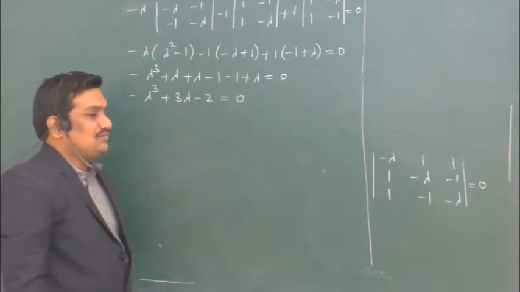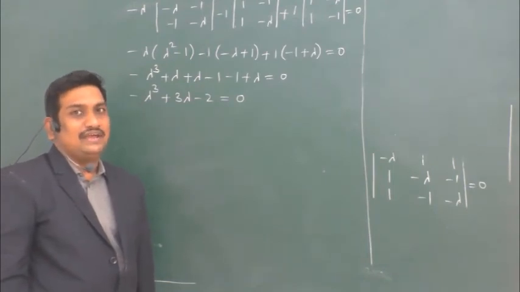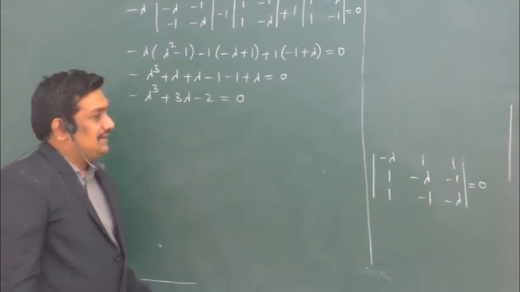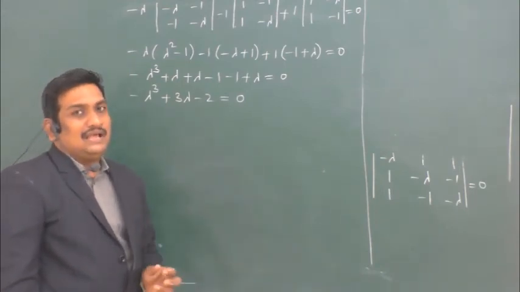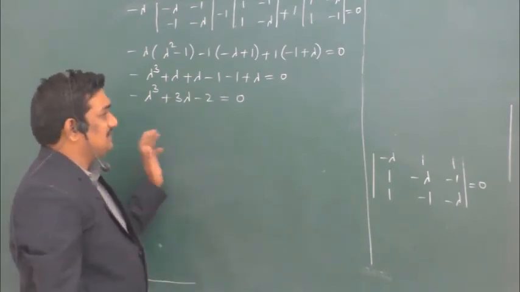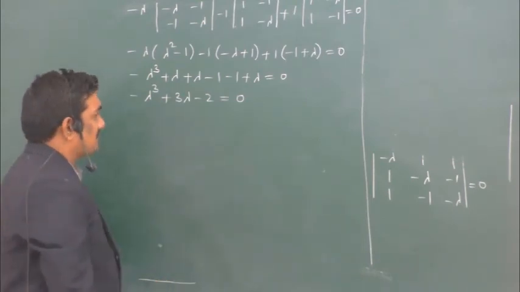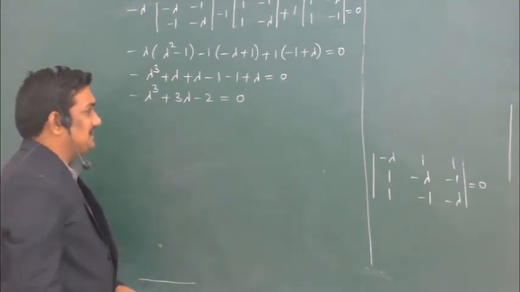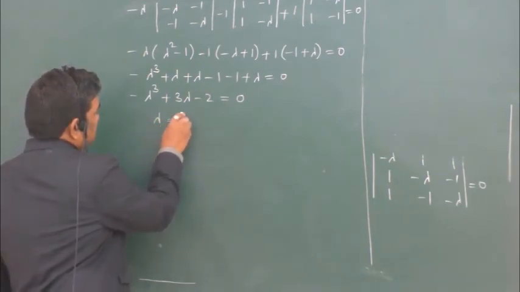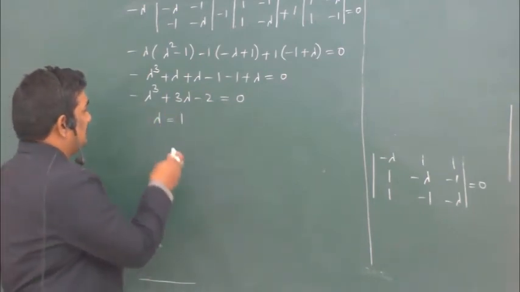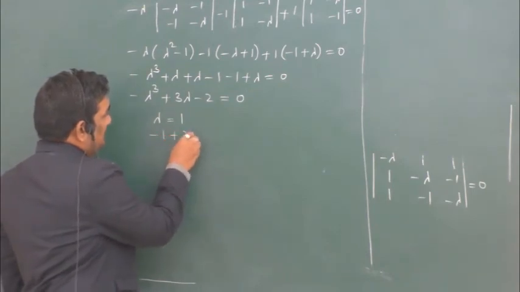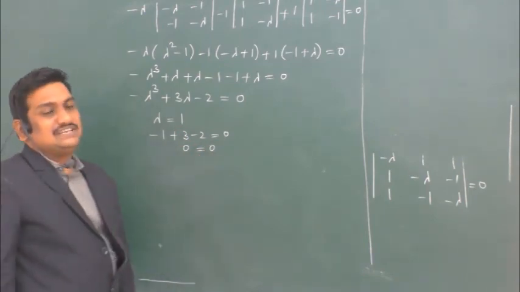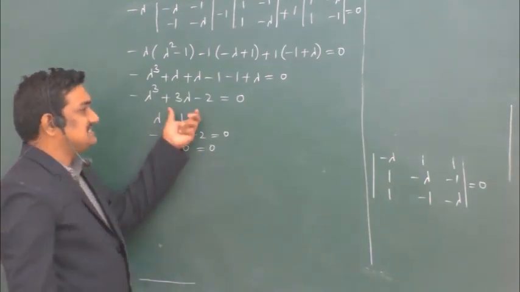There are two ways to find the roots. One way is using a scientific calculator, the other way is by applying the synthetic division method. Let us apply the synthetic division method in order to find the roots. Identify a number so that this equation will be satisfied. Let us start with 1. If you substitute lambda equals 1, it will be minus 1 plus 3 minus 2 equals 0. So 0 equals 0. On substituting lambda equals 1, this equation is satisfied.